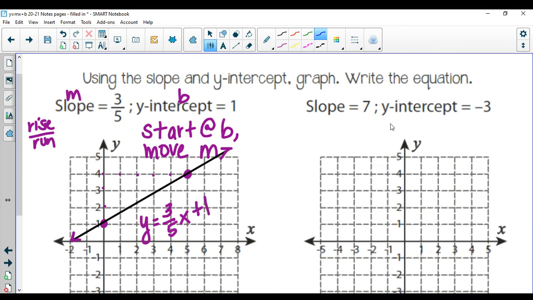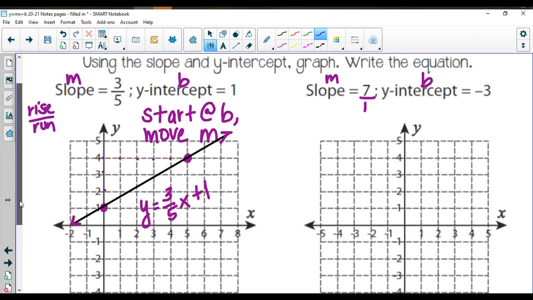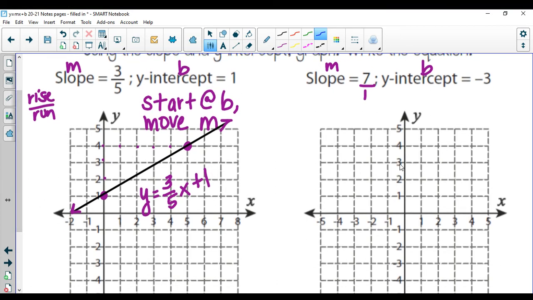On this next one, your slope is 7, so that's your m, and I'm going to write that as 7 over 1, and my y-intercept b is -3. So I'm going to start with my b, which is my y-intercept, so go down to a -3, and then I'm going to move with my slope. So I'm going to go up 1, 2, 3, 4, 5, 6, 7, and run 1. And that's going to give my line steepness here. So if I move up, and this is going to be terrible, but you can kind of get the idea of what my line should look like, generally speaking, and put arrows at the ends of it.